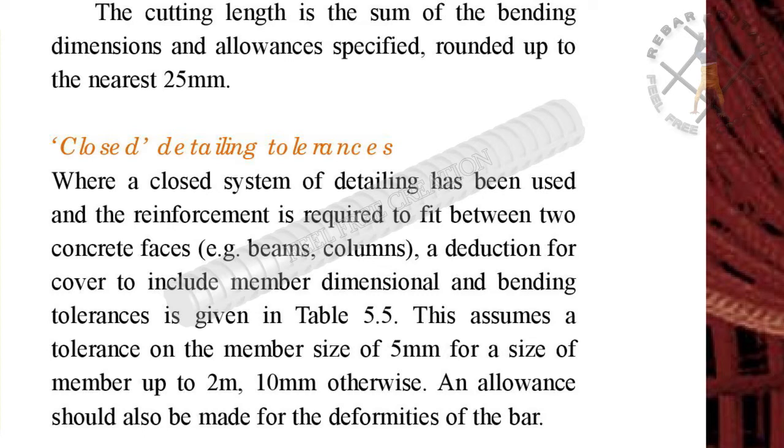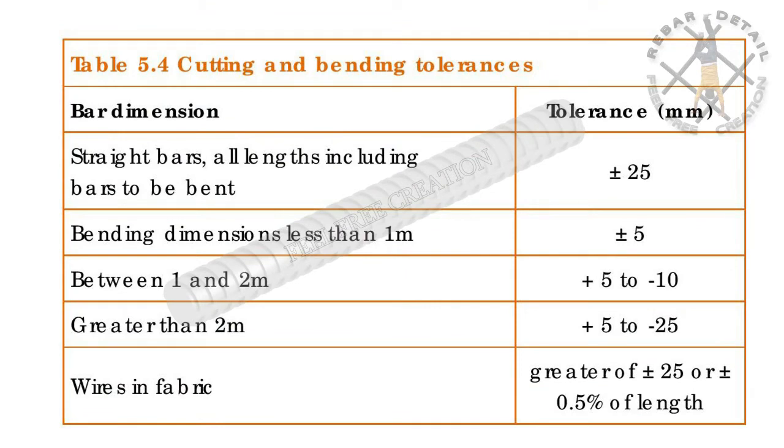Closed detailing tolerances. Where a closed system of detailing has been used and the reinforcement is required to fit between two concrete faces, e.g. beams, columns, a deduction for cover to include member dimensional and bending tolerances is given in Table 5.5 on page 38. This assumes a tolerance on the member size of 5 mm for a size of member up to 2 m, 10 mm otherwise. An allowance should also be made for the deformities of the bar. The tables are shown here for your reference.